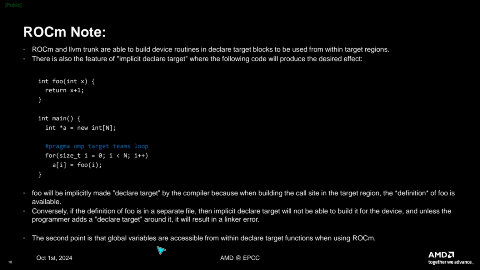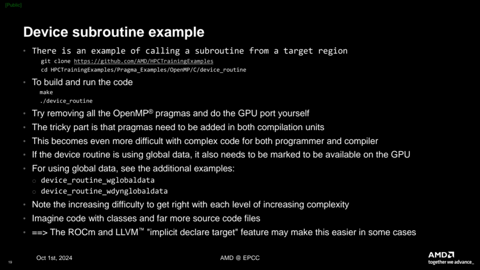And then I guess the second point here is that global variables are accessible from within declare target functions when using ROCm. So this is the device subroutine example I just mentioned. It's in the AMD HPC training examples folder, and there'll be another link at the end. It's in the same OpenMP folder that Johanna had mentioned, whether you're in C or Fortran. And so to build and run the code, just make this device routine.